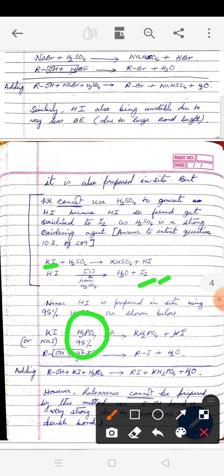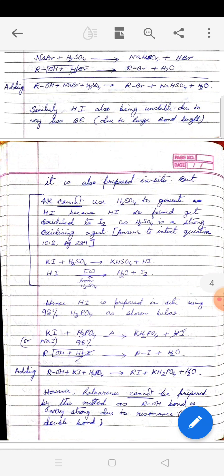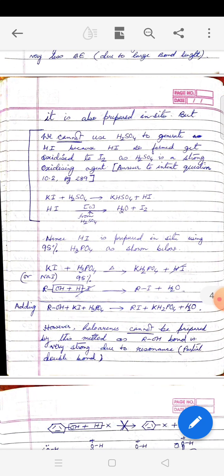95% means quite concentrated. When this concentrated phosphoric acid is used, as you can see, in phosphoric acid there are 3 hydrogens. Only one hydrogen will be replaced by potassium, and KH2PO4, potassium dihydrogen phosphate, is formed together with HI. Now this HI will not get further oxidized because H3PO4 is not a strong oxidizing agent. So the HI so formed can be treated with alcohol to give you RI. So that is how we prepare chloro, bromo and iodoalkane by using haloacids.